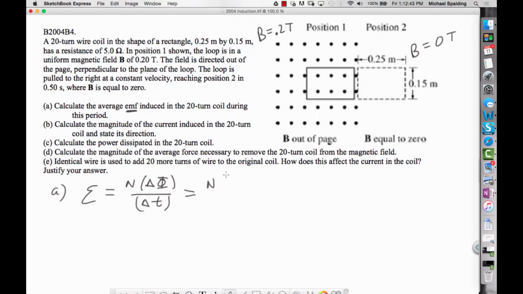What is change? So we're going to go N. What can we write for change? It's simply going to be final. So flux final minus flux initial. Change is final minus initial, and then that's going to be over the time. Now, what is the final flux after this loop gets pulled out of region 1? It's 0, because there is no magnetic field.